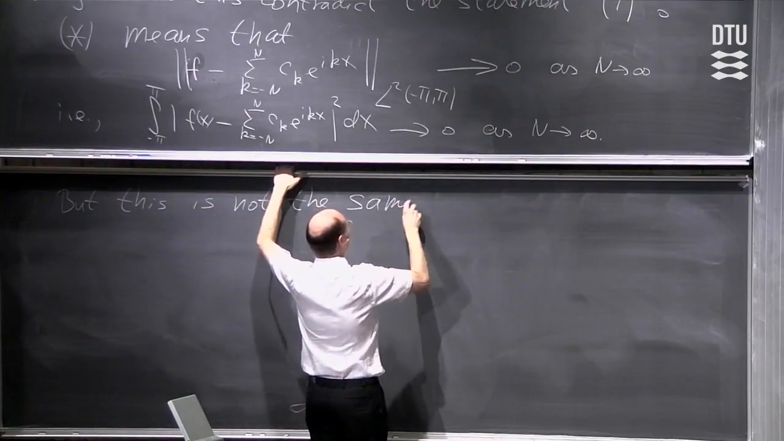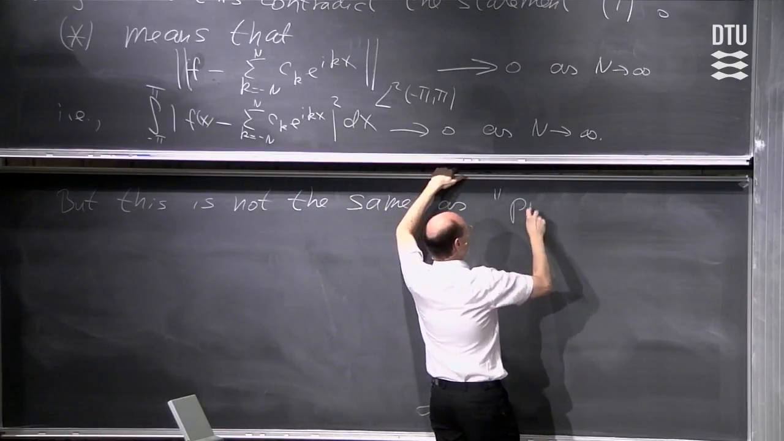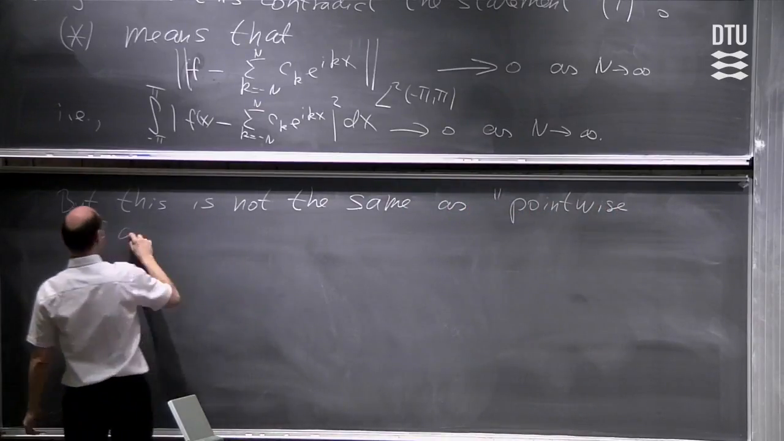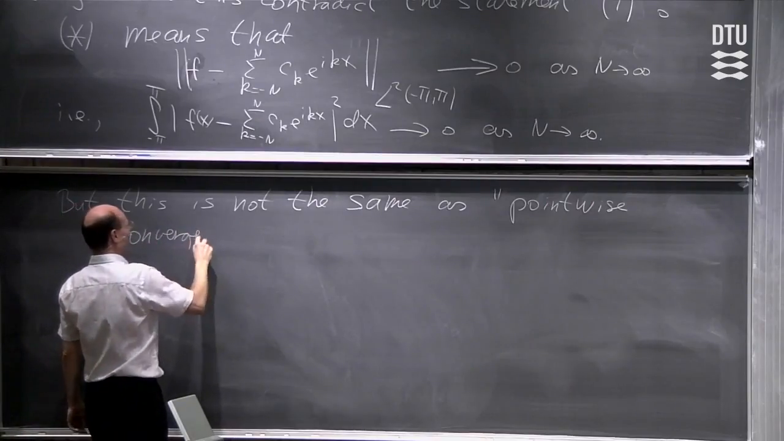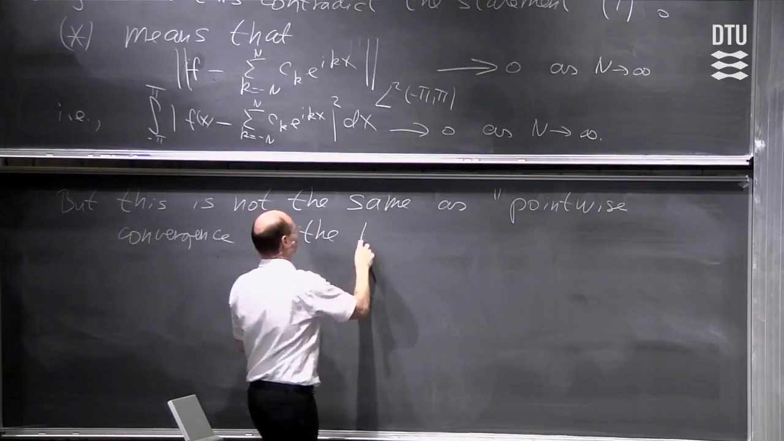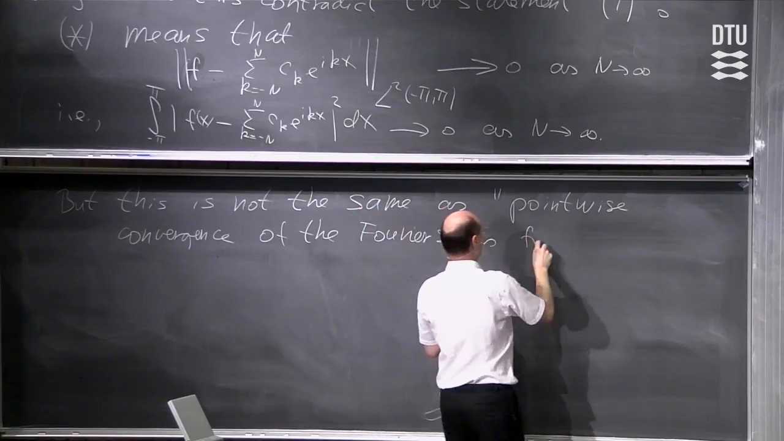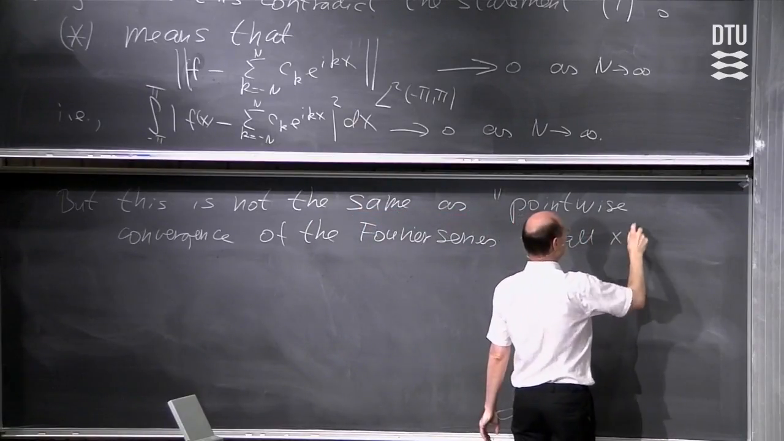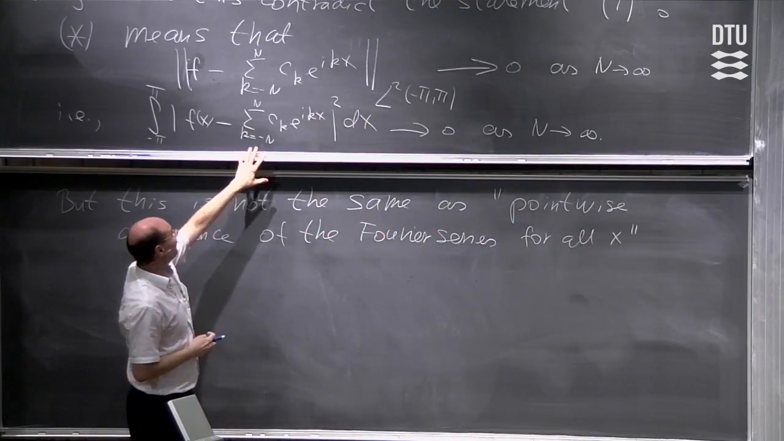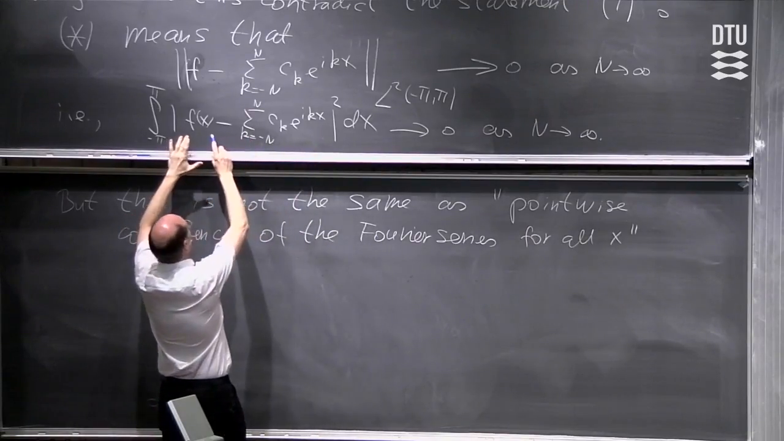This is not the same, and let me formulate it a little sloppy, as pointwise convergence of the Fourier series for all x. So that means it can actually happen that this goes to 0, but that there are some special choices of x where this does not converge to f of x.